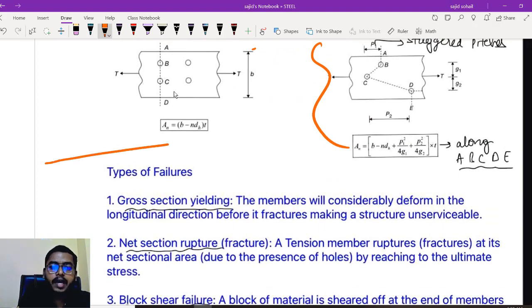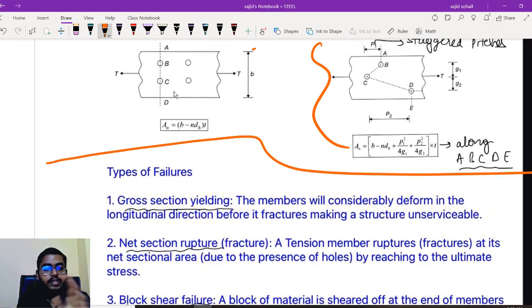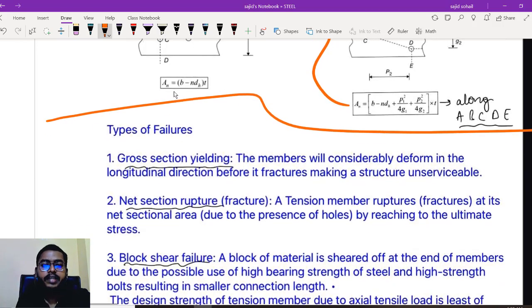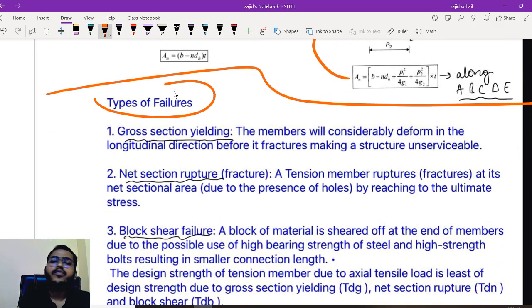So what I will do is I will take a pause here. This concludes the first module of tension member. By evening you will also be getting the next module, which is types of failure. Very important topic, sure shot 1 mark question in your small examinations.